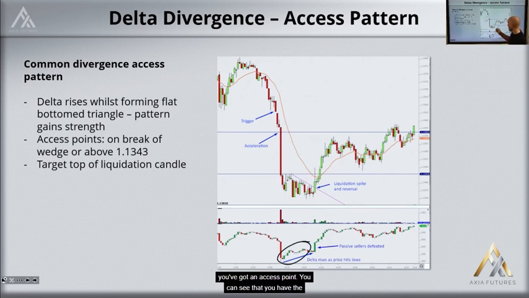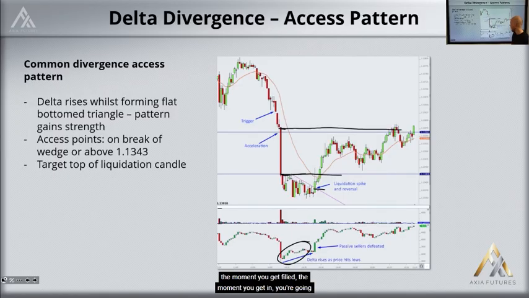But now you've got an access point. You can see that you have the downward sloping wedge as one place to get in, or you have the top of that wedge as your other place to get in, around about 13.43. So that comes in just here. There's your alternate access. So you have two options on this trade. Down here on the break of the wedge or on the break of 43. You've got a clear target, the top of the liquidation candle, which is then reached a little while later. Don't expect these moves to suddenly develop and immediately drive you on side.